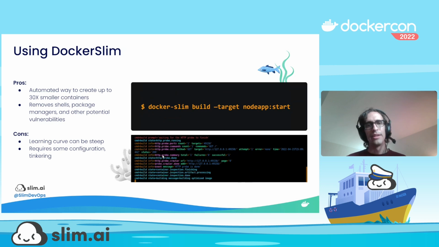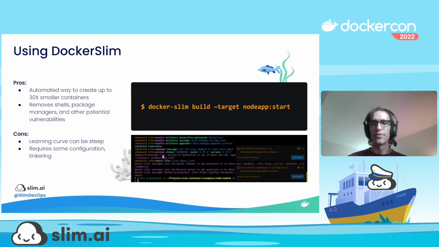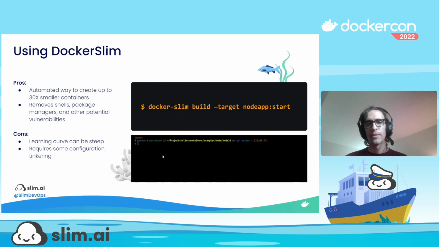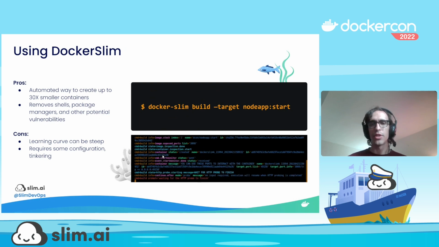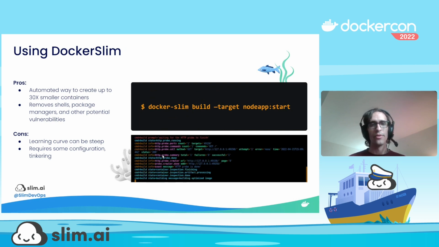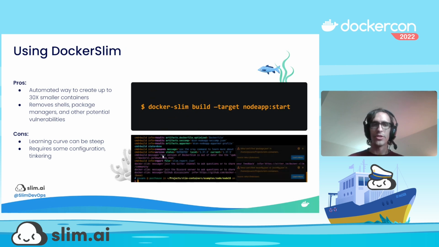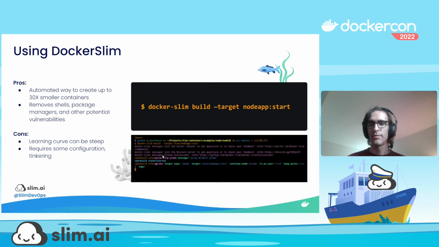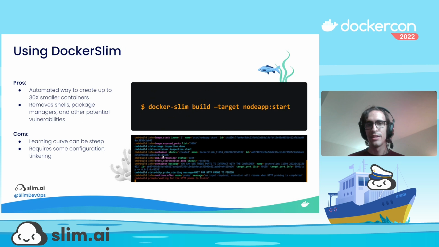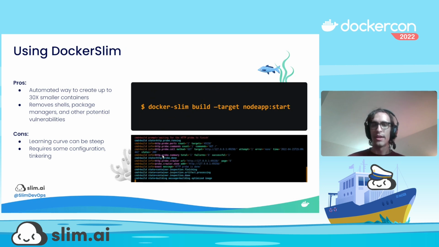Using Docker Slim is another way to improve your developer experience building on top of containers. It is an automatic way to create up to 30 times smaller containers. It removes shells, package managers, and other potential vulnerabilities. Now, like any very powerful tool, the primary challenge is that the learning curve is pretty steep. It requires some configuration as well as some tinkering. In this example CLI, you see a docker-slim build target node app start command, as well as a little GIF of what you might see if you were to run Docker Slim locally. And this project is available on GitHub for anybody to pull down and play with.